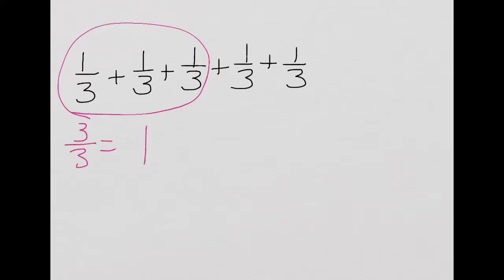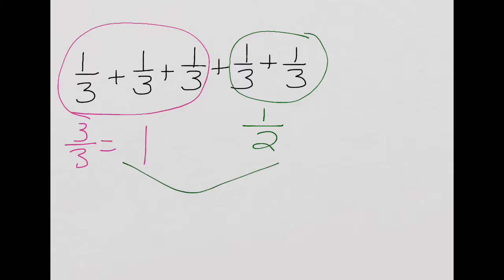Now we have to look at what we have left. How many thirds do we have left? Well, we have 2/3 left. So that becomes the fraction of our mixed number. A mixed number is simply a whole number and a fraction. So our mixed number here for this unit fraction chain is 1 2/3.